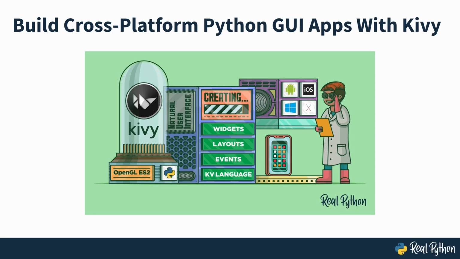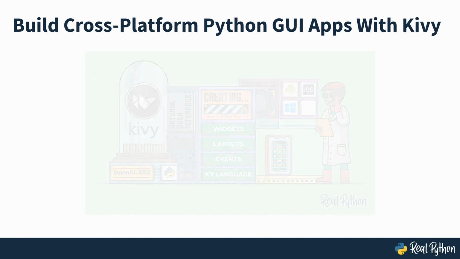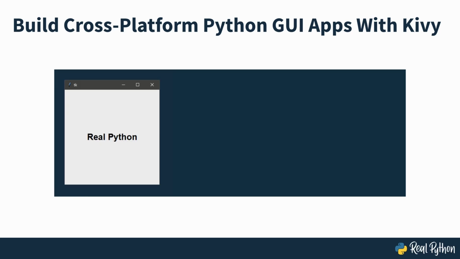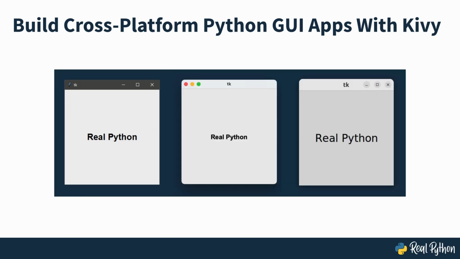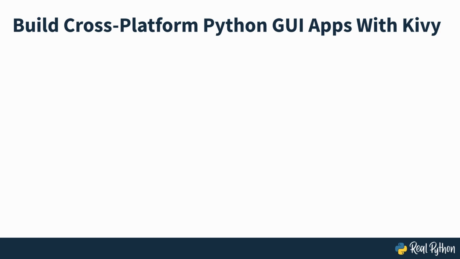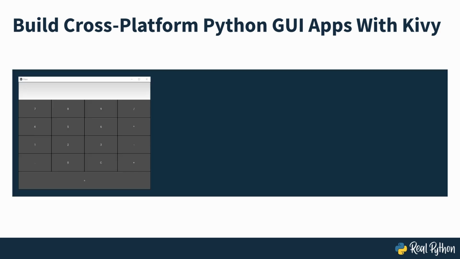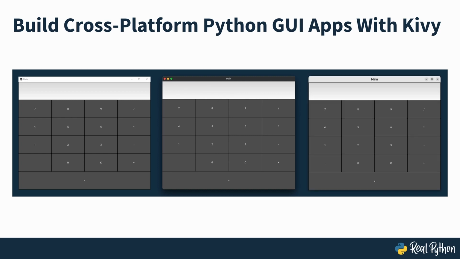Build cross-platform Python GUI apps with Kivy. Python is well known for having a wide range of functionality built in with its batteries included philosophy. While it has a graphical user interface, GUI toolkit built in the shape of Tkinter, it's a library which appears different on different platforms, and it doesn't offer the possibility of cross-platform mobile support. Kivy is a GUI framework which is truly cross-platform, offering a consistent user experience across Windows, macOS, and Linux.